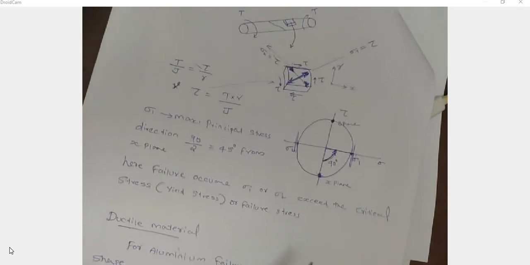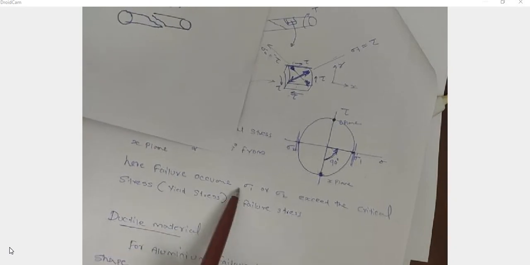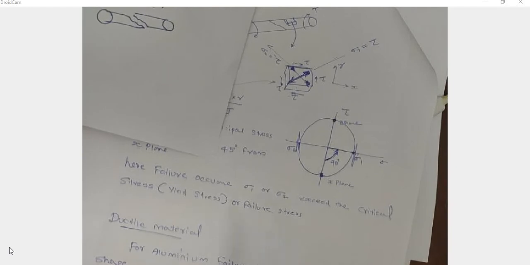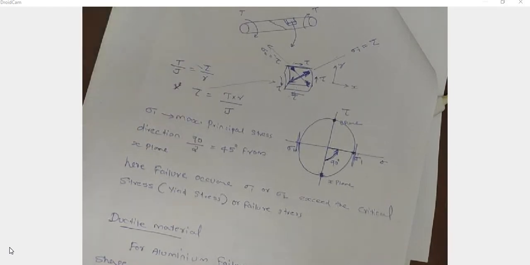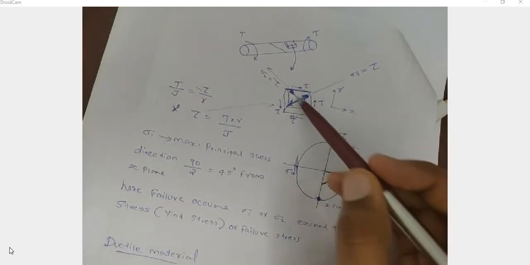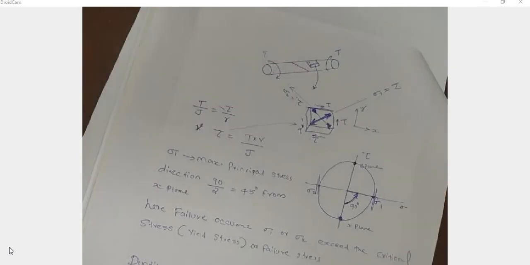So in case of this chalk piece, how is this chalk piece failed? The failure occurs when sigma 1 and sigma 2 exceed the critical stress, the yield stress or failure stress. Okay, so when this board is subjected to twisting moment, some normal stress will be developed in these two diagonal directions. And if this normal stress is greater than the critical stress corresponding to the yield point of the material, then it leads to the failure.